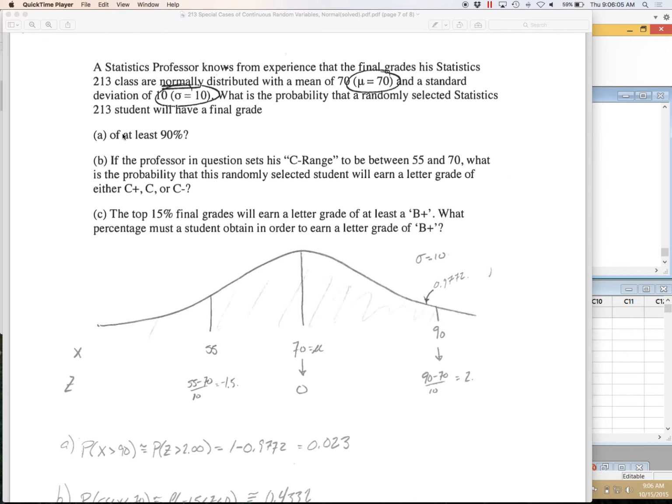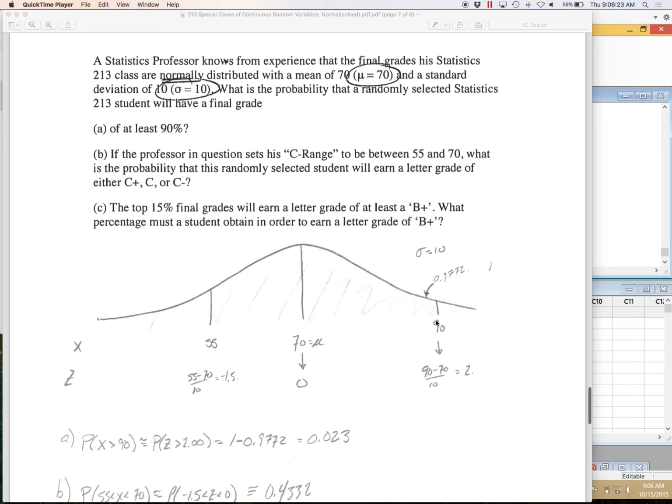Let's say, what's the probability of a randomly selected student having at least 90%? Okay, so at least 90, at least means less than or equal to 90. So what's the probability a student has at least 90%? I've drawn it out here. The middle is 70 in terms of x, and I'm interested in this value of 90.